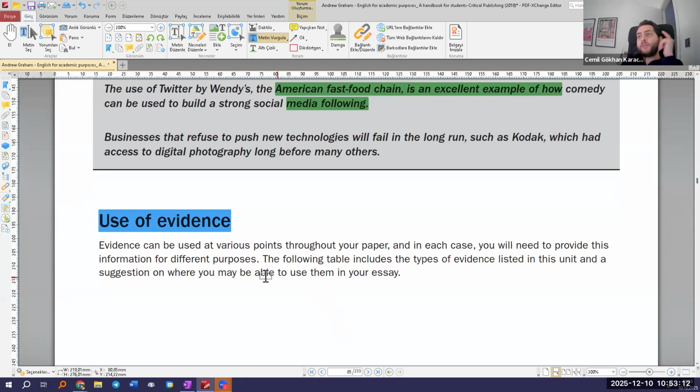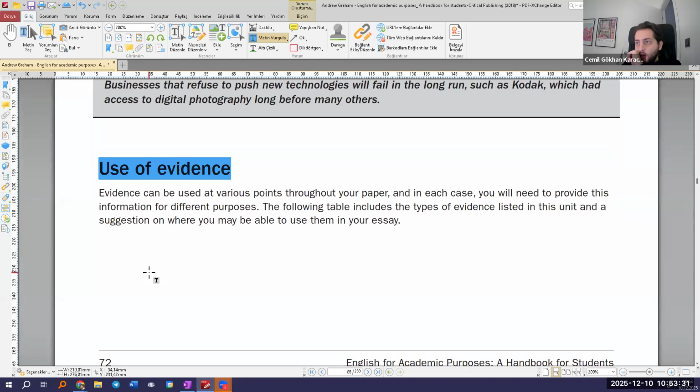So next up, we will learn how to find the evidence for our, let's say, hunches, ideas, opinions that you know for a fact, but you lack some academic backup for. So evidence can be used at different points of your paper, but you'll need to provide this information for different purposes.